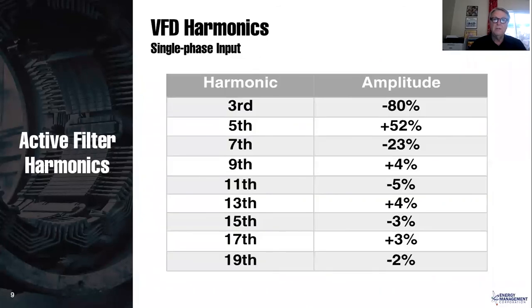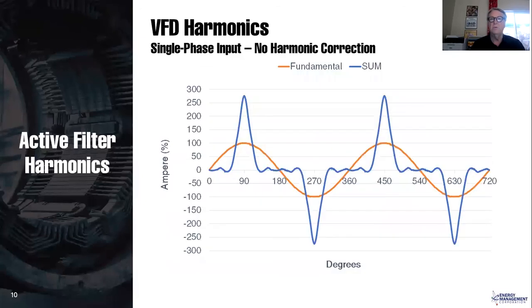Now notice that the bottom three harmonics, the third, the fifth, and the seventh, are the big ones. So if we can get rid of those, we can generally correct for most of the distortion in this wave shape. In this case, the yellow is the sine wave current, but let's assume that it's voltage.